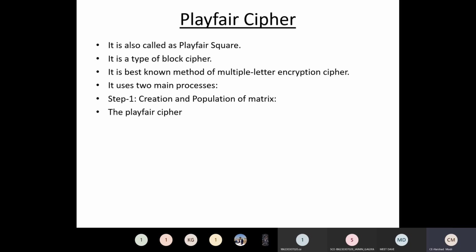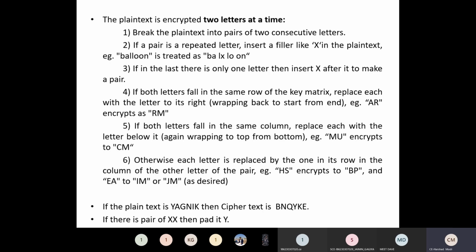So this algorithm is basically divided into two parts. The first part is the creation and population of the key matrix, and the second is that we have to pairwise make groups. We have to create pairs of two letters from the given plain text. So the plain text is encrypted two letters at a time. We have to break the plain text into pairs of two consecutive letters.